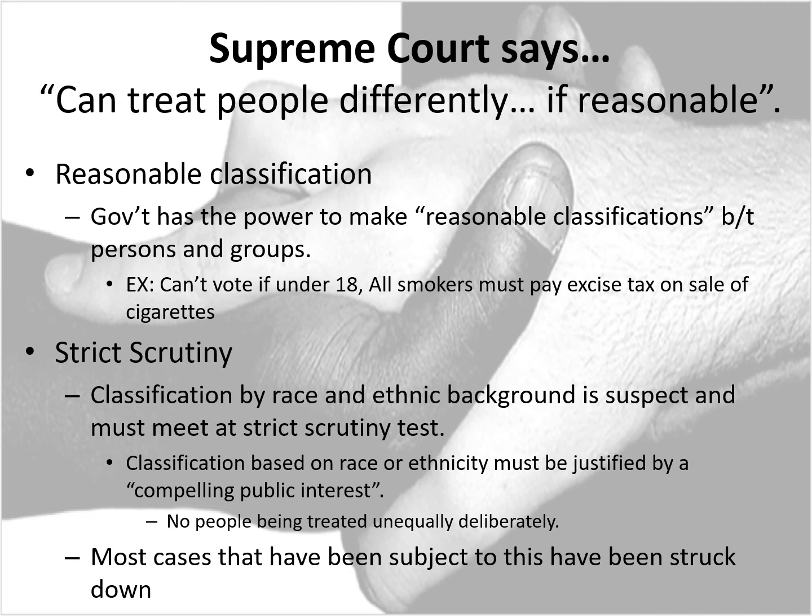But then you get into the concept of strict scrutiny. Strict scrutiny is classification by race or ethnic background. If you have a law that is different for folks because of race or ethnic background, that law is going to be suspect, and it's got to meet a strict scrutiny test. It's got to be justified by a compelling public interest. So in other words, no people can be treated unequally deliberately if it's by race or ethnic background. Most cases that are subject to this have been struck down.